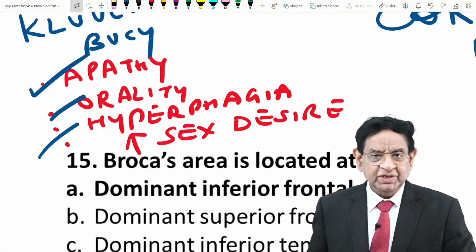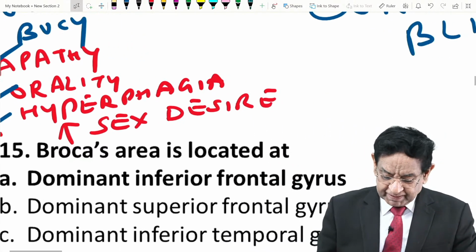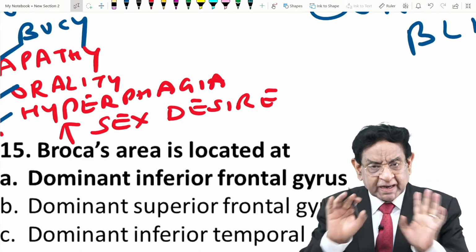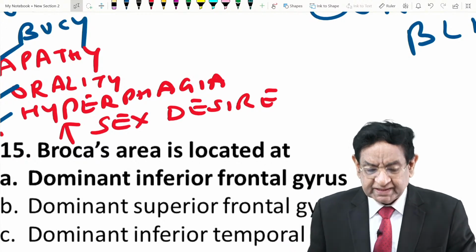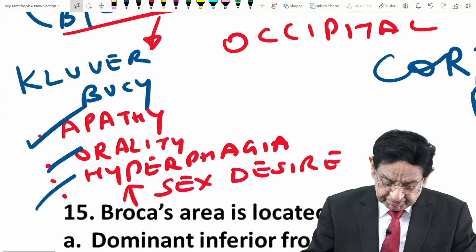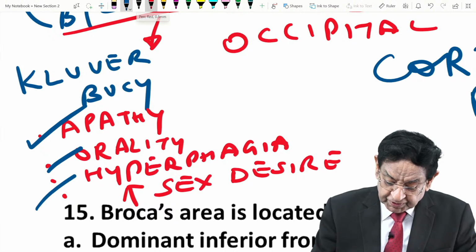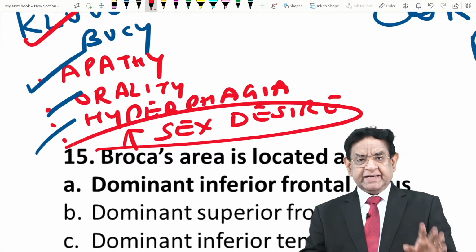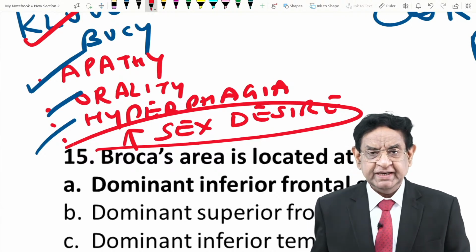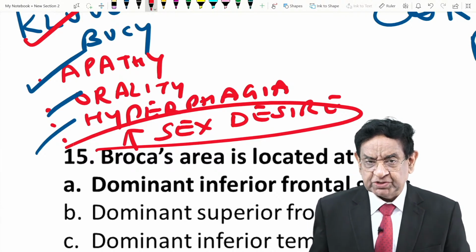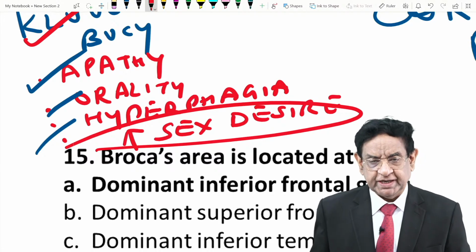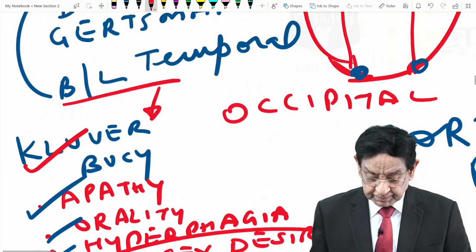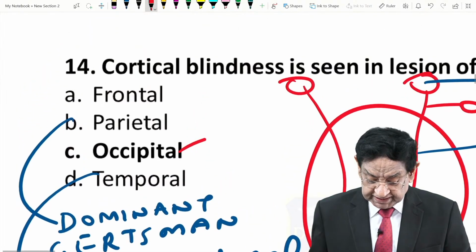to the nurse. Friends, golden line to remember: a patient teasing the nurse is Kluver-Bucy syndrome. Don't forget. Increased sex desire. So if you are getting a roadside accident patient and they're teasing the nurse, you think about Kluver-Bucy syndrome. Okay? So you are clear about each one of them.